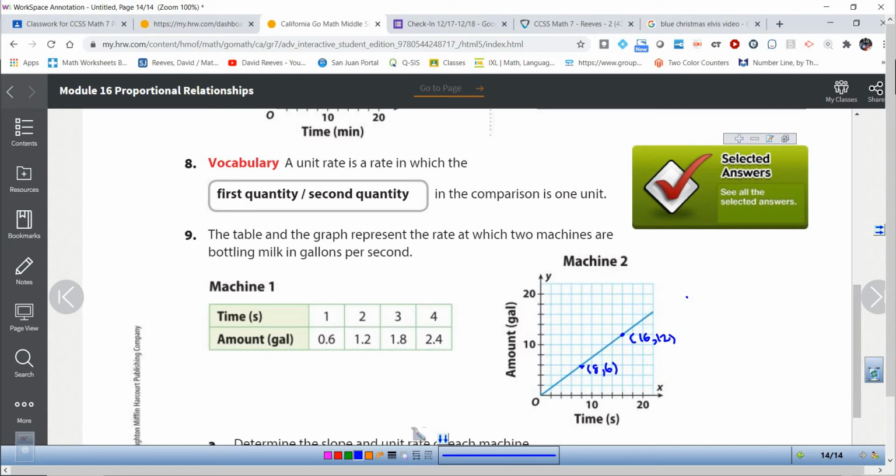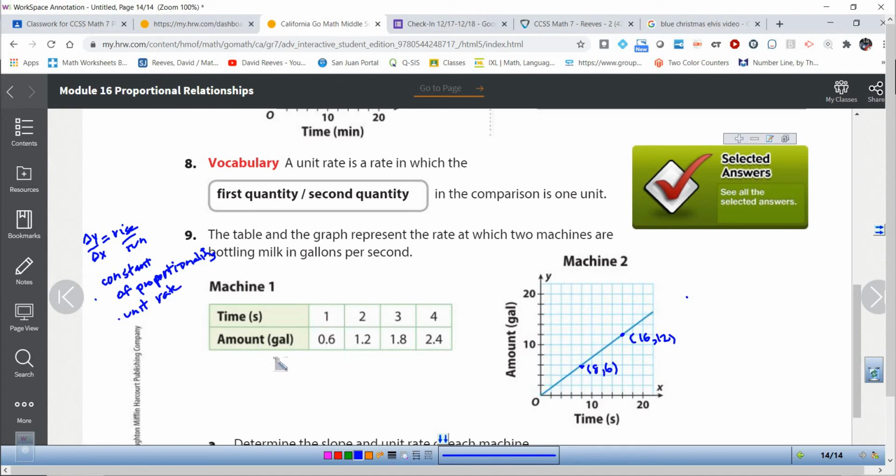All right, so what we're going to try to find is the slope and the unit rate for each machine. Now, machine 1, they are given a table. Just a reminder, slope is the change in y over the change in x. It is the rise over the run. If it's a proportional relationship, it will be the constant of proportionality, right? And remember, it also will be the unit rate. All those fun things. So if we find the slope, we will know the unit rate.